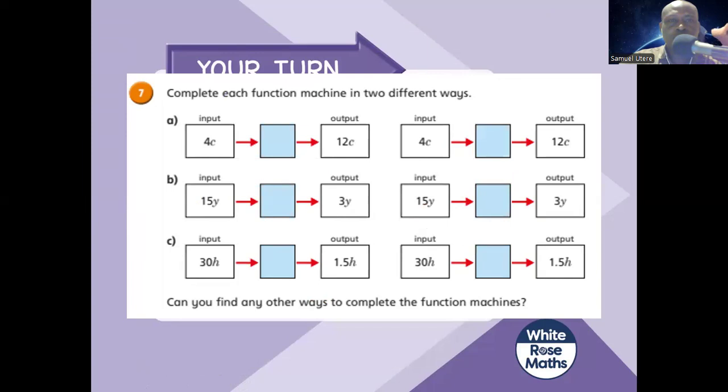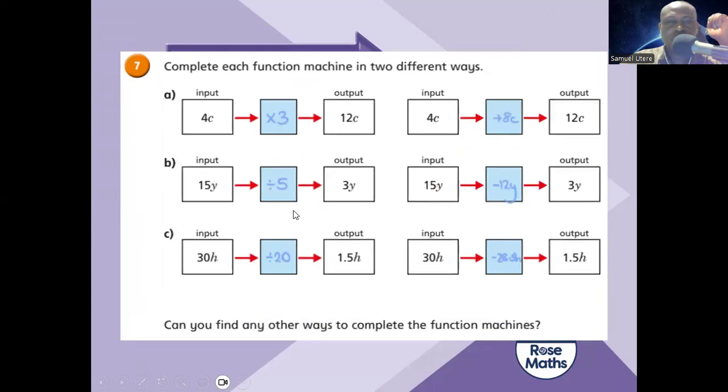So here you're asked to complete each function machine in 2 different ways. So remember, there is more than one way to complete a function machine. So here are the answers. So here we can multiply by 3, but then we can also add 8c. Okay, here we can divide by 5, but we can also add 12y. Subtract 12y. And those are the other answers.